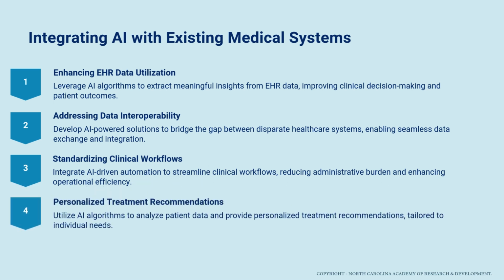Fourth, personalized treatment recommendations. Not every patient responds to the same treatment, and AI can help with that. By analyzing large data sets, including patient history, genetics, and even lifestyle data, AI can suggest treatment options that are tailored to each individual. Let's say two patients have the same diagnosis, but different medication responses. AI can detect those nuances and recommend the most effective path forward.